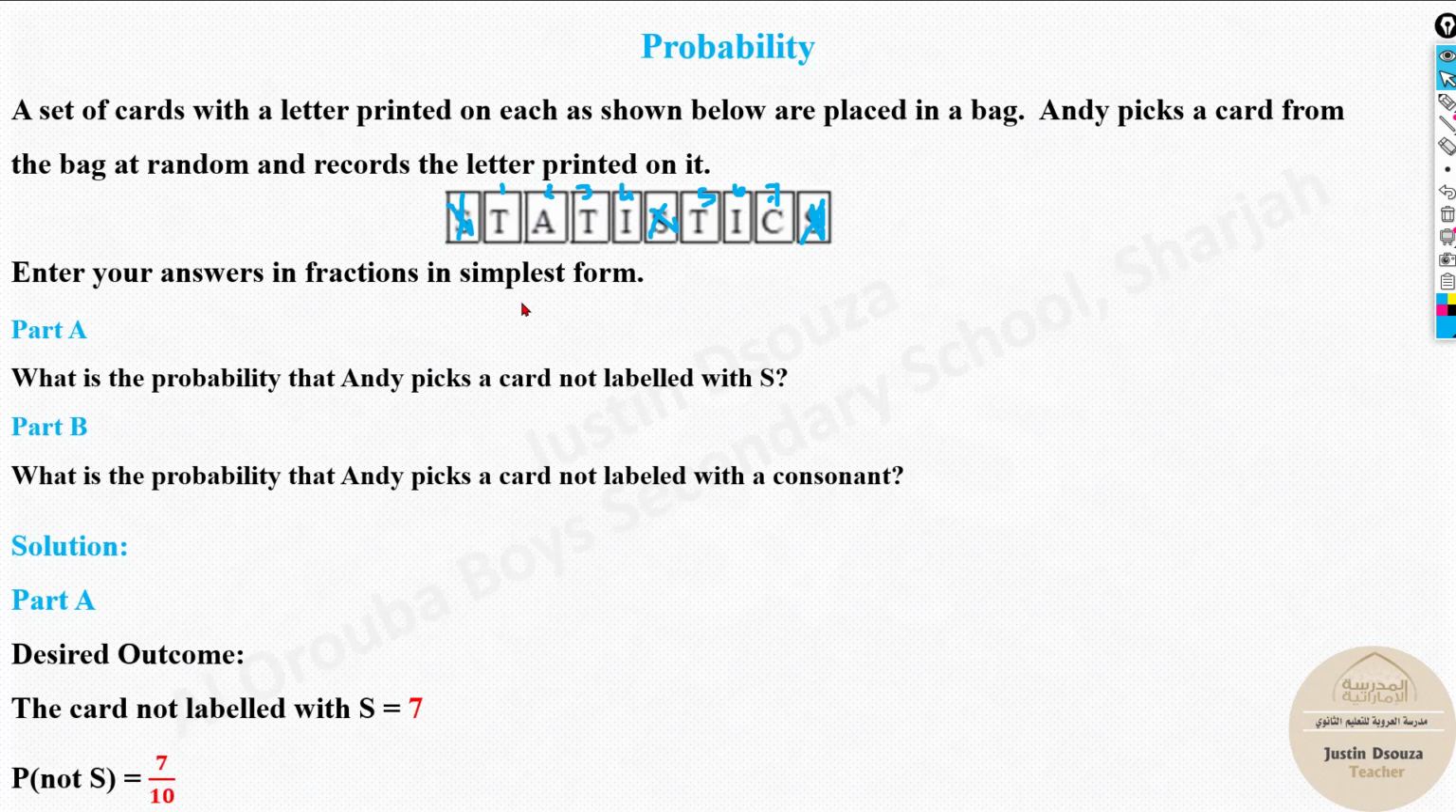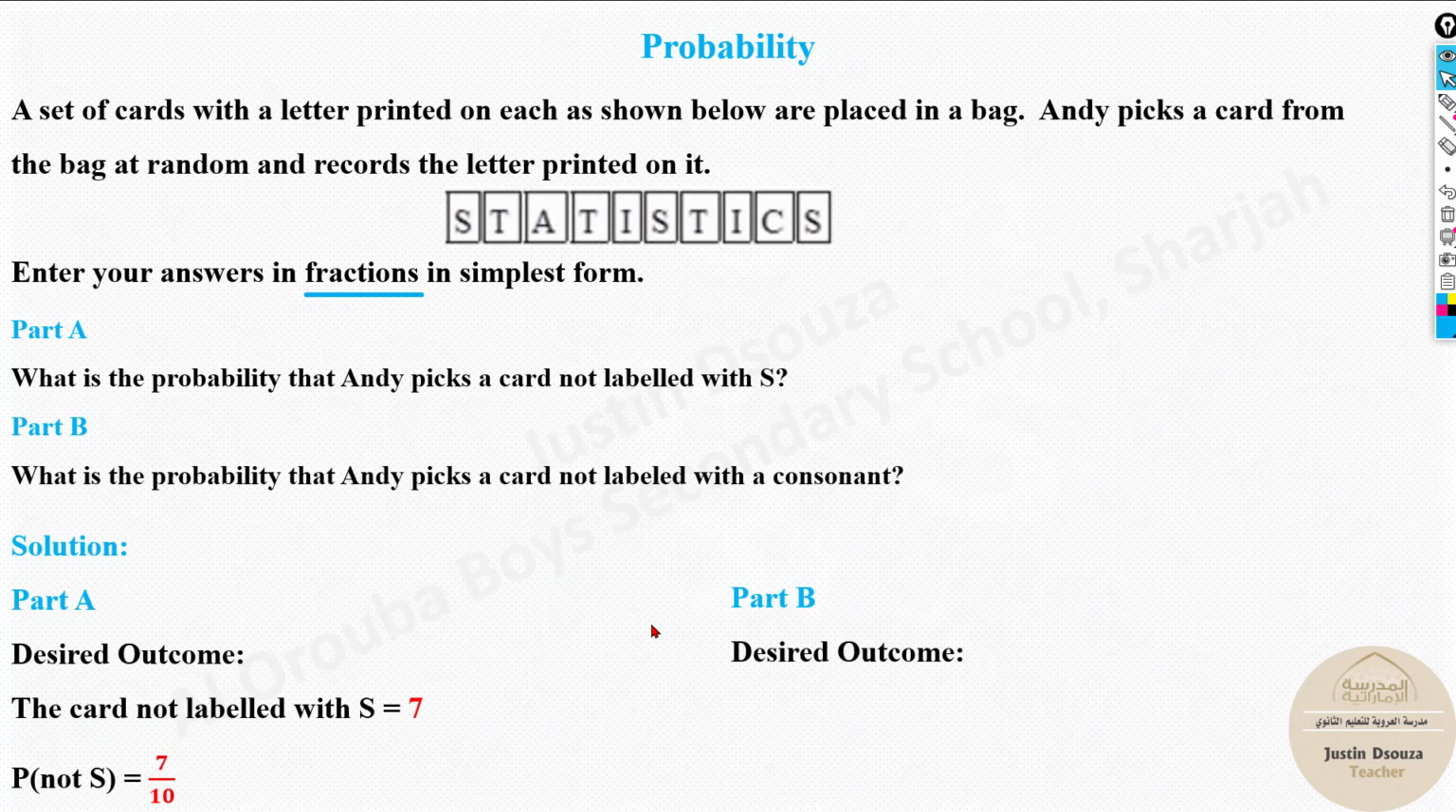And they have told over here to write the answer in fractions. So don't write in decimals. Decimal means if I write 0.7, this is decimal, but leave it in fractions because they have clearly mentioned it. So that is the part A answer.